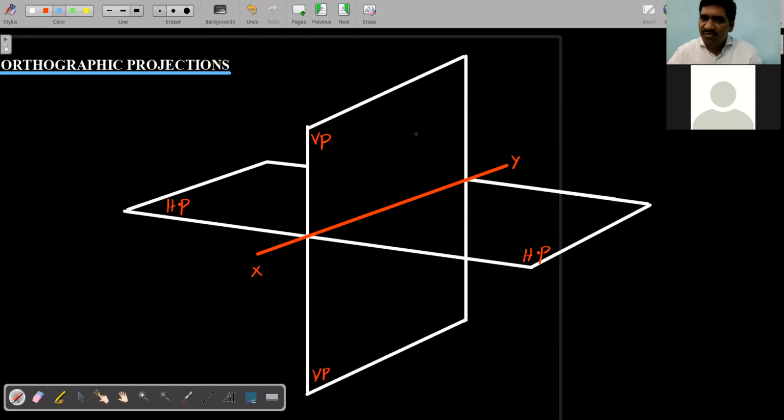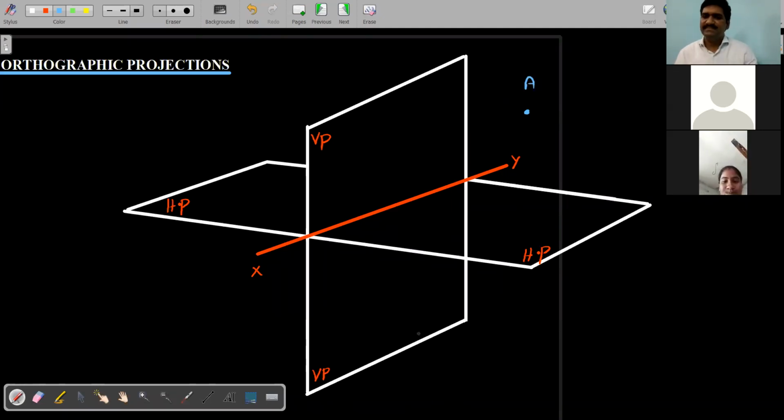Now initially I am taking a point which is in the first quadrant. Or you can place it somewhere here, nowhere to worry. This is the point I'm marking. So let this point be, for example, A in this case. Now I want to draw the projections of this point A.